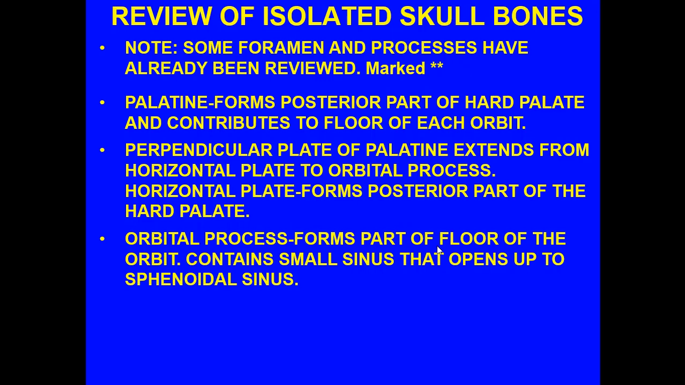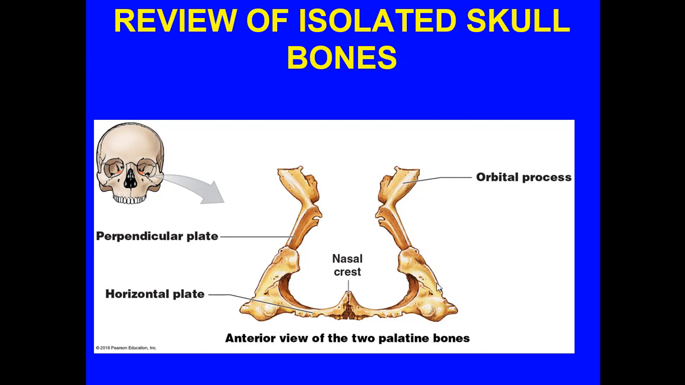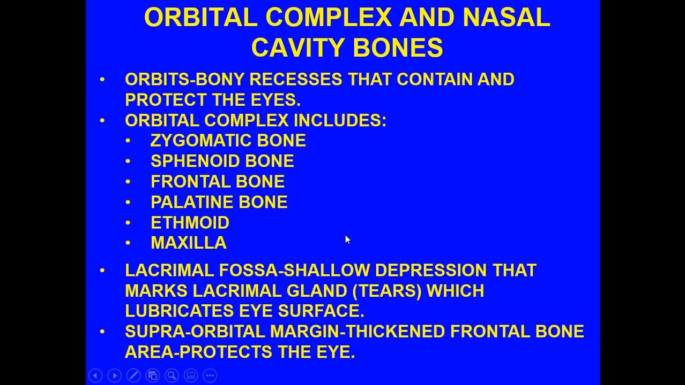So think about it as horizontal versus the other plate that we were talking about a minute ago. The orbital process forms part of the floor of the orbit and contains a small sinus that opens up to the sphenoidal sinus. This is the tricky part, folks. Here's the horizontal plate. Here's the nasal crest. You can barely see it here from the front of the skull. Here's also a perpendicular plate and an orbital process here. So it contributes to the part of the orbit of the eye as well as the nasal area.